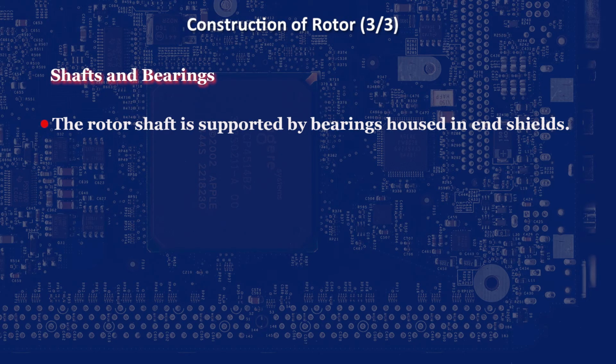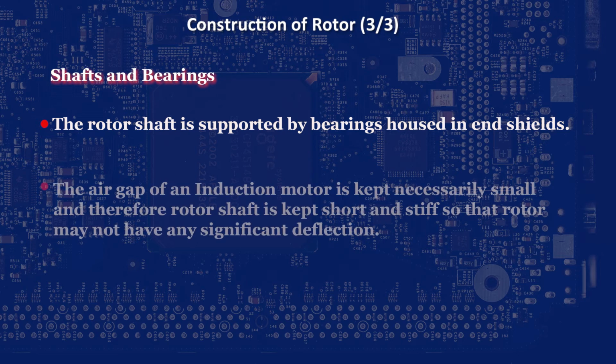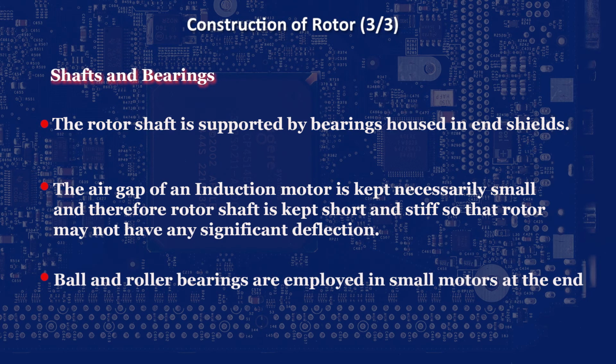The rotor shaft is supported by bearings housed in end shields. Now, the air gap of the induction motor is kept necessarily small, and therefore the rotor shaft is kept short and stiff, so that the rotor may not have any significant deflection. What will happen if there is any minor deflection? Any minor deflection in the shaft will develop irregularities in the air gap, which will lead to an unbalanced magnetic field. Generally we use ball and roller bearings in small motors.